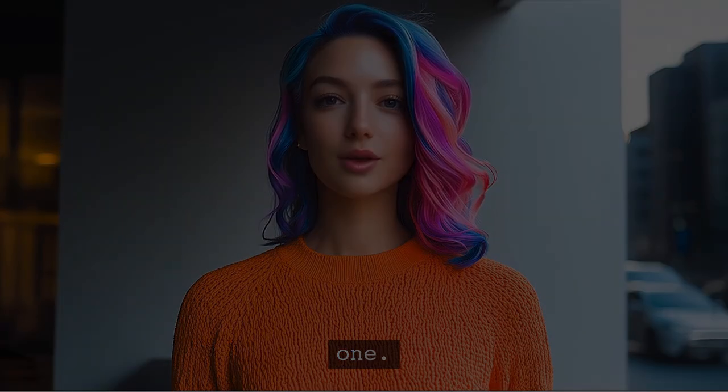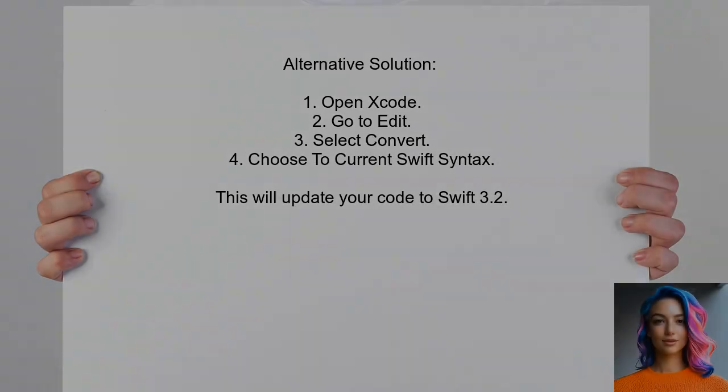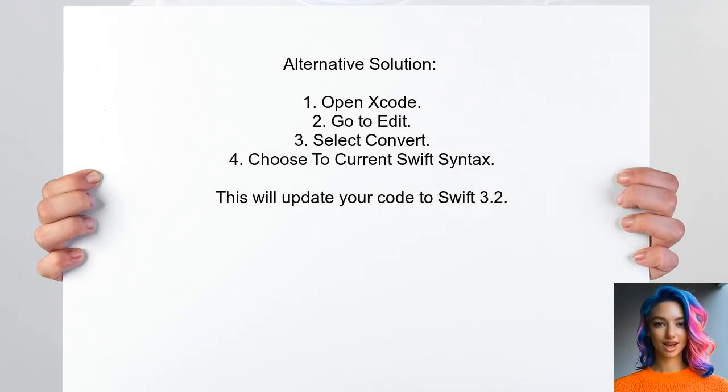Let's explore another one. An alternative approach to update Swift from 3.1 to 3.2 is to use the option menu in Xcode. Simply go to Edit, then Convert, and select To Current Swift Syntax. This will help you convert your code to the current Swift syntax.